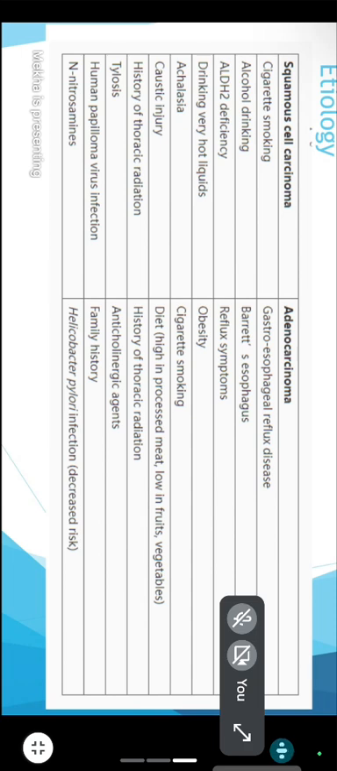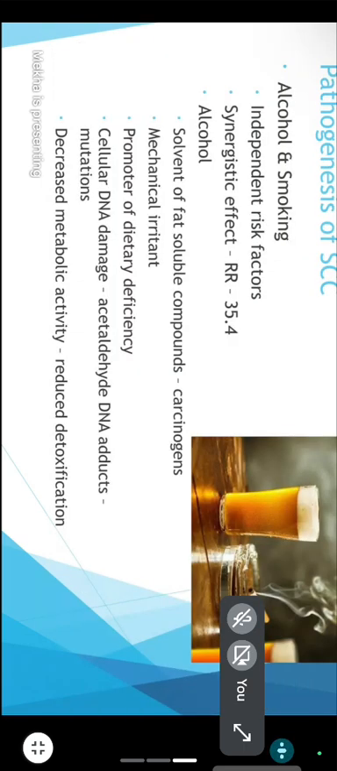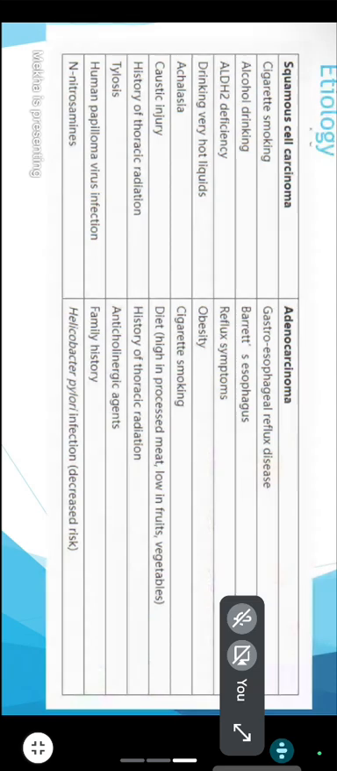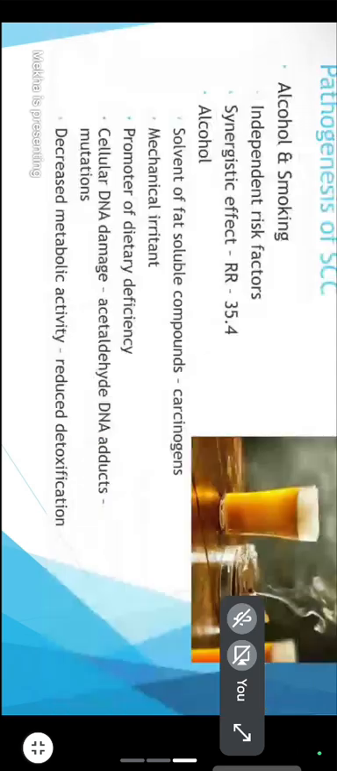So if somebody asks a trick question: cigarette smoking, alcohol, yes for SCC. Cigarette smoking for adenocarcinoma, yes. Alcohol, no for adenocarcinoma. Otherwise, the usual diet and all that is there: processed meat, low in fruit and vegetables, etc. So these are independent risk factors for squamous cell carcinoma.